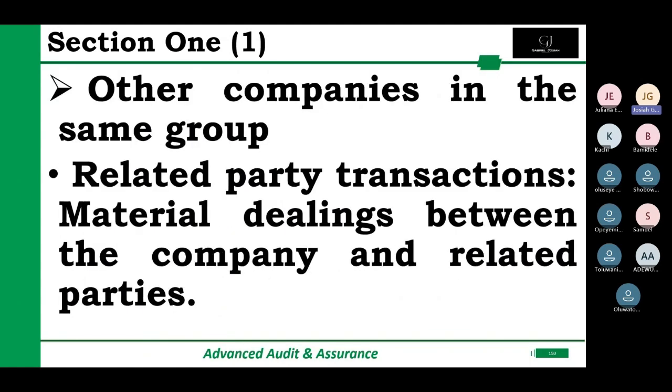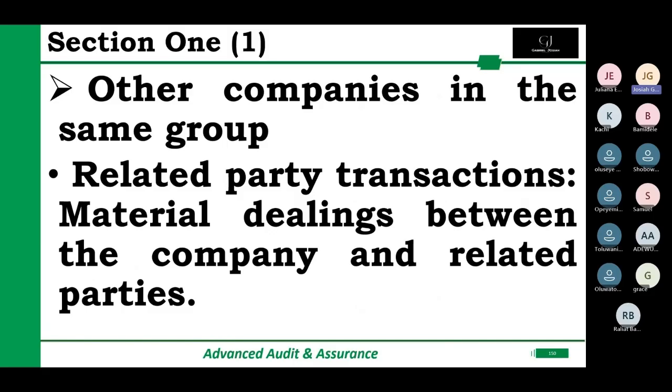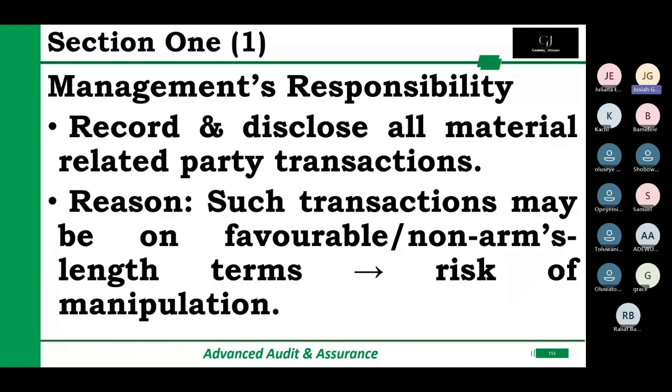We also have other companies in the same group in the form of sister companies that are not subsidiaries. They are just related parties due to one or two associations, and some of these related party transactions include material dealings with the company and their related parties, material transactions, goods and services they transact together, and they could be of significant amount. So management's responsibility is to ensure that they record and disclose all material related party transactions.